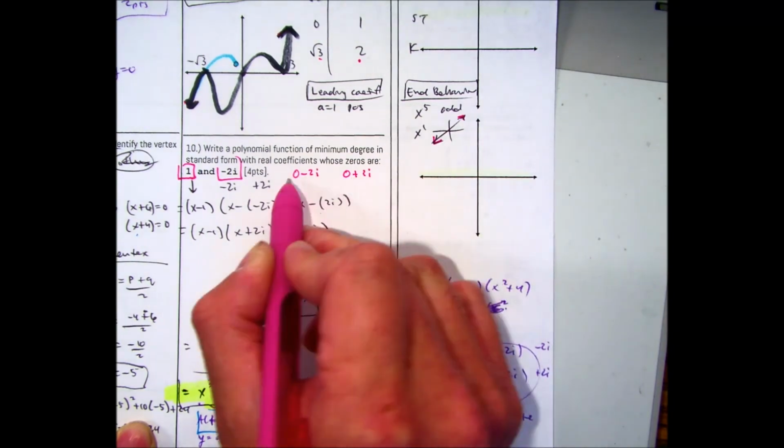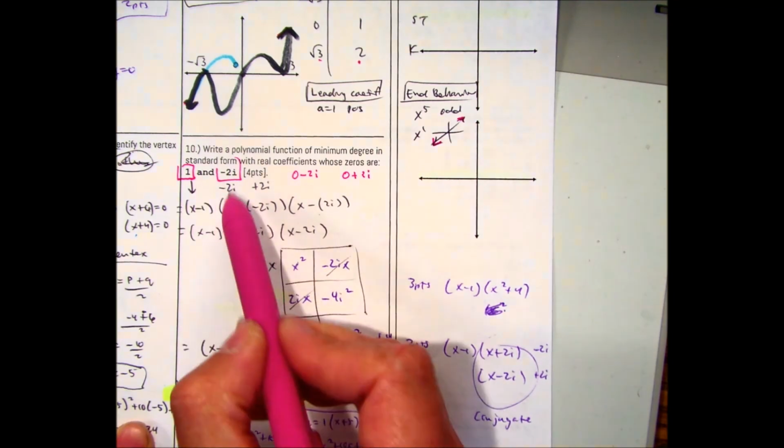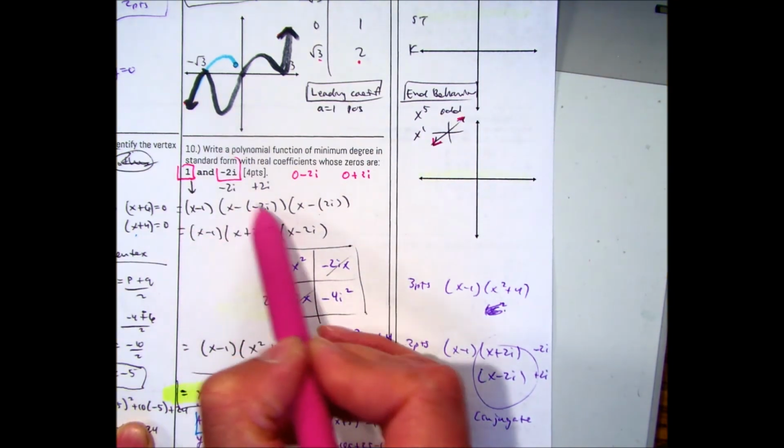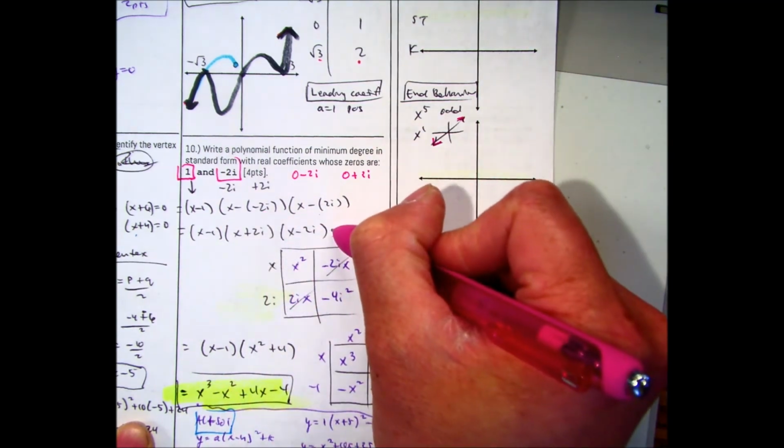So we don't write 0. You could, but to recognize some of you guys were really stuck there. So then when you put those back into your binomials, I have x minus 1, distribute the negative there, x plus 2i, and x minus 2i. So if you got this far, you got 2 points.